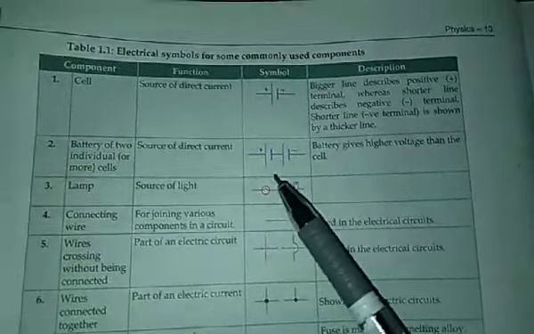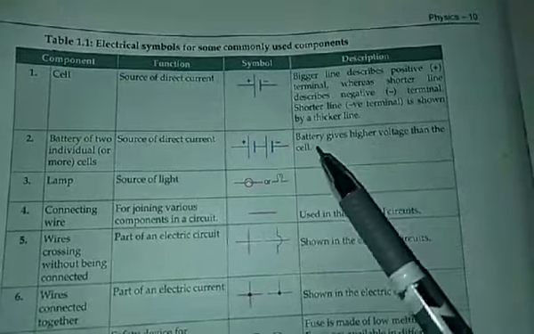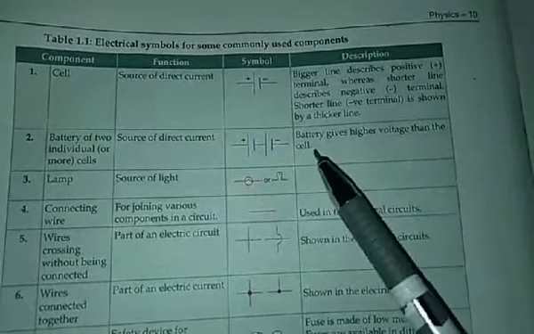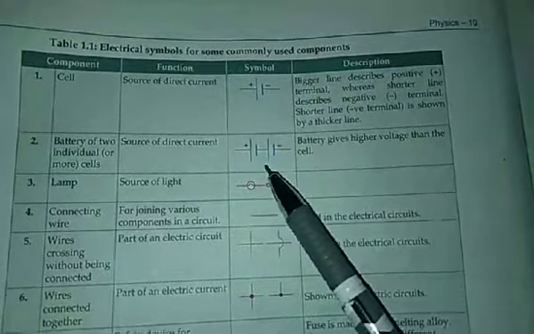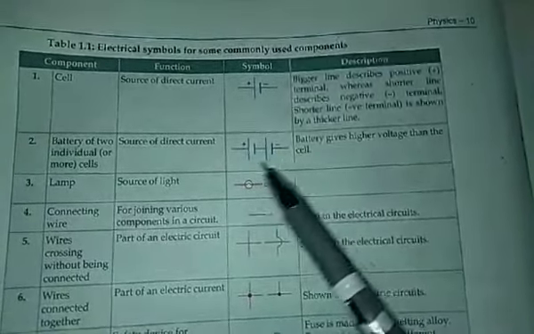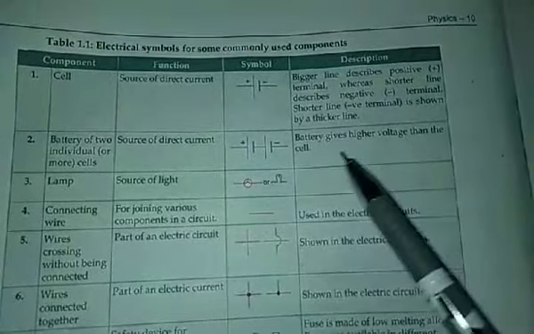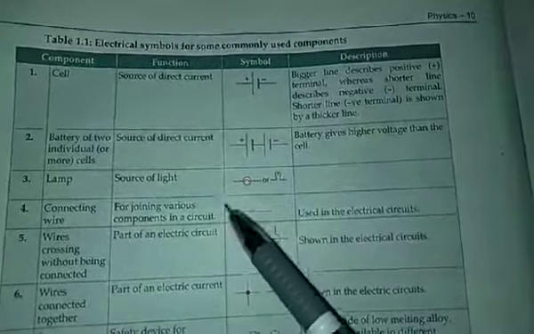Students, listen, a cell also gives a voltage. We can produce a voltage from a cell, but a battery is the combination of two or more cells. So, in order to obtain a higher voltage, we use a battery, not a cell.